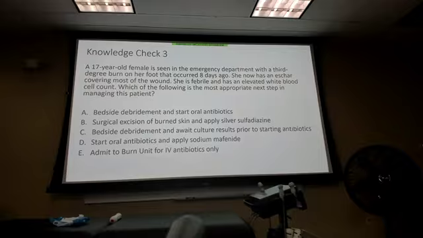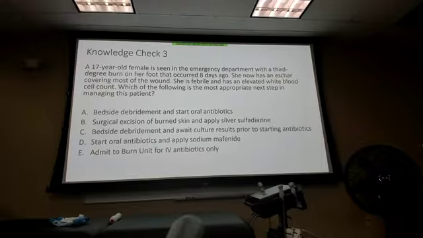Yeah. So the answer is admit to burn unit for IV antibiotics, but I wouldn't say only because that SR needs to go. Sorry, I did this late last time. We wouldn't necessarily do bedside debridement. We don't want to necessarily just start IV antibiotics, right? She's febrile. She has an elevated white count. It's on her foot.